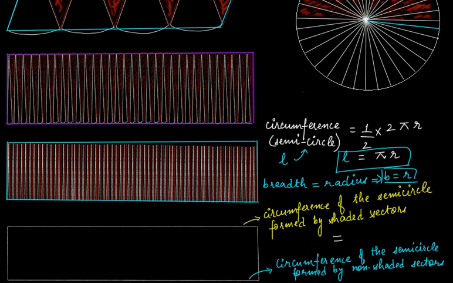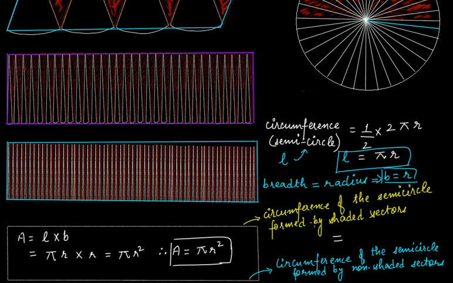Now, what's the area of a rectangle? Area of a rectangle is given by length times breadth. This much we know, right? So what's the length here? Pi r, and times what's the breadth here? The radius. It becomes pi r square. Therefore, area of a circle will be given by pi r square.